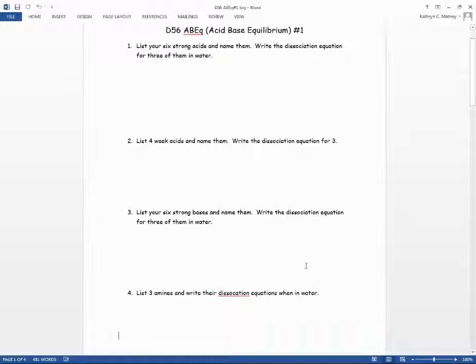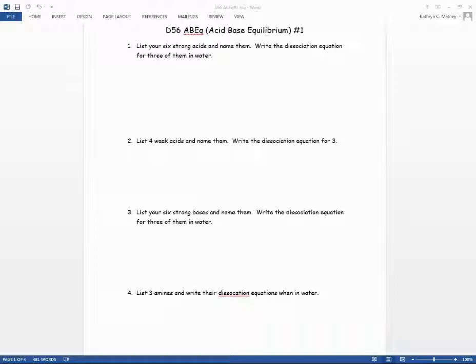All right, you got it on your paper. It's okay. All right, list your 6 strong acids. So, Austin, I want them from you today. What are they? HNO3, HCl, HBr, HI, H2SO4. Thank you. Okay, so let's talk about these.